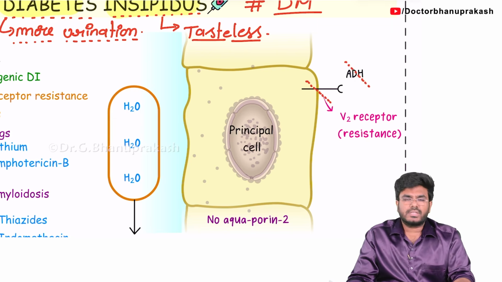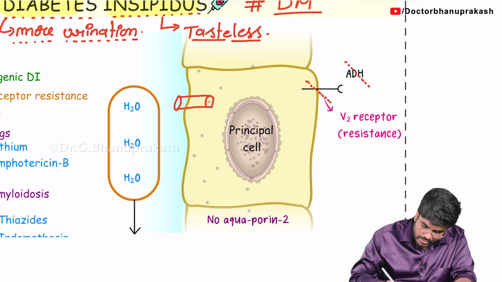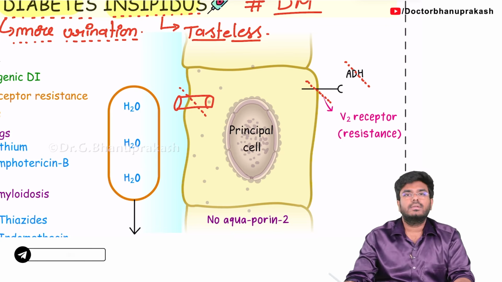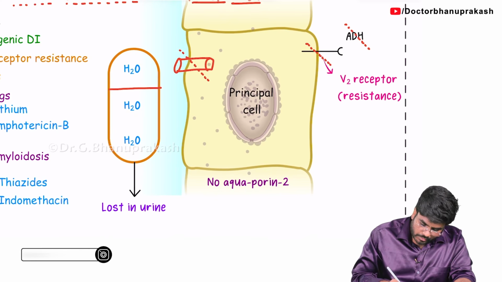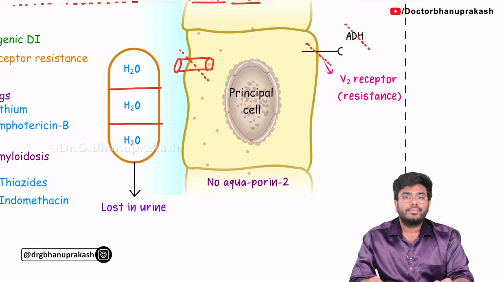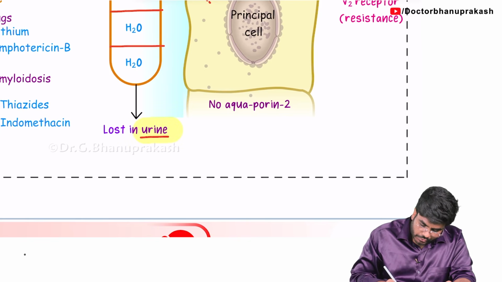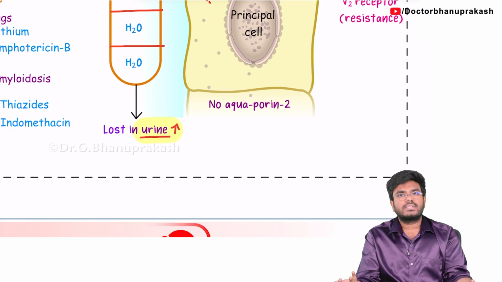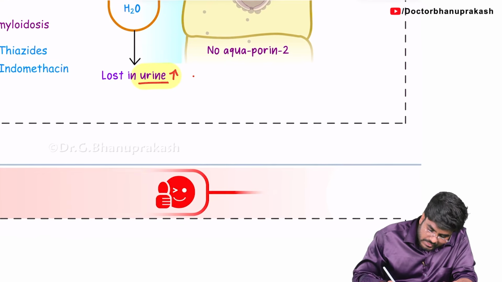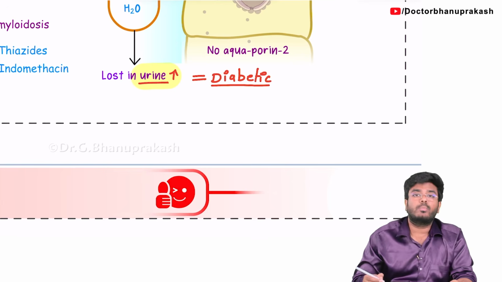So tell me, in both conditions, do you think the aquaporin 2 channels are produced? No, there is no aquaporin 2. Without aquaporin 2, do you think this water will be reabsorbed? No, water is not getting reabsorbed. Where do you think this water will go? Water will go into the urine. Now, my question to you, will there be more urine production or less urine production? More urine, sir. So, he is producing more and more urine. That's why we are using the word diabetic. He is producing more and more urine.